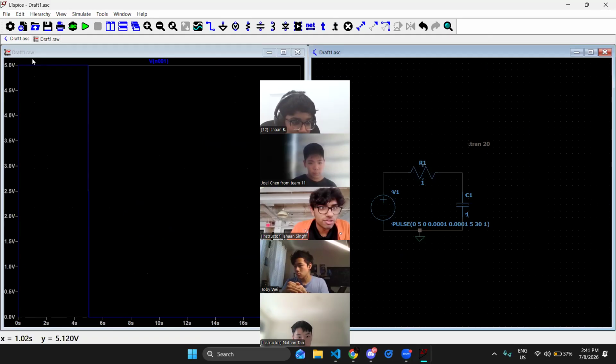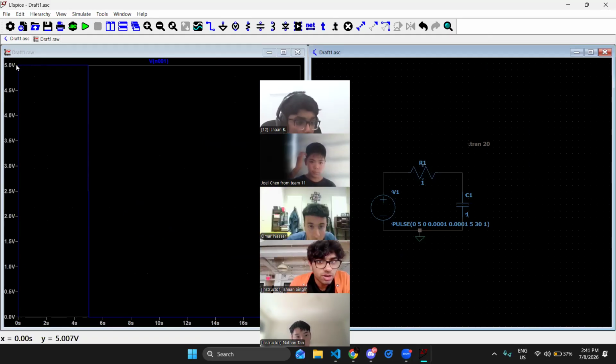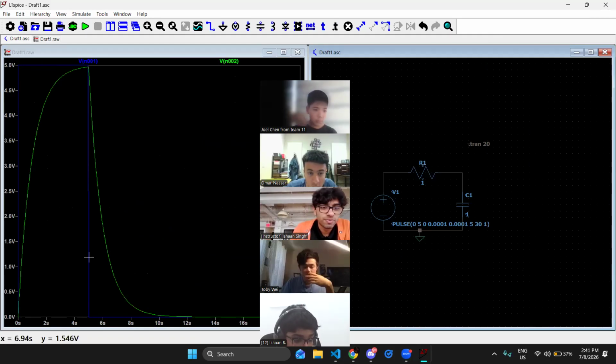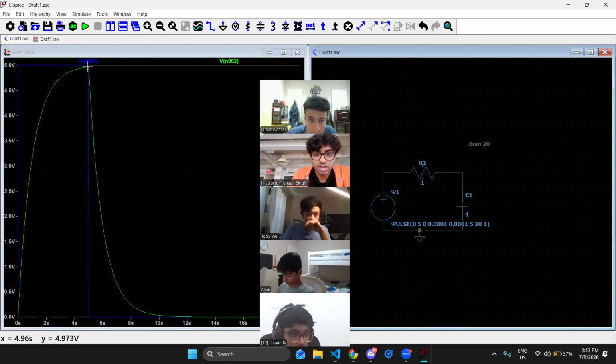Okay, so this is a plot of the battery voltage. The blue curve is the battery voltage. You can see the blue curve is at 5 volts for 5 seconds, and then it drops down to 0. Now this curve, the green curve, is the capacitor voltage. It goes from 0 to 5 volts, almost all the way up, but it doesn't quite reach, and it goes smoothly because the voltage on the capacitor cannot change instantly, and then it smoothly drops down.